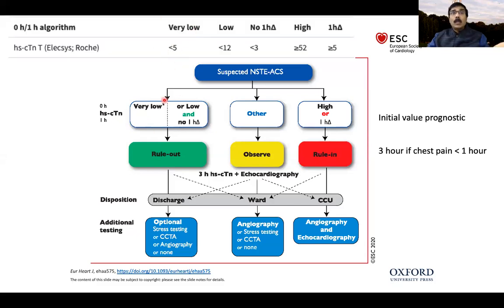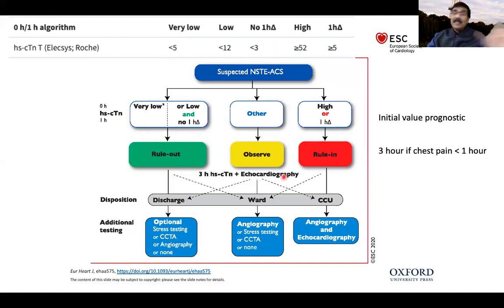If you have a very low level or a low level, repeat one after 1 hour. After 1 hour, what is the value going to be? If the value changes by less than 3, then you rule out myocardial infarction, and you can probably discharge the patient. If it is not the case, and the value goes up by more than 5, then it rules in. Or if your initial value is high, more than 52 in this particular scenario, you rule in myocardial infarction and start treating the patient aggressively.